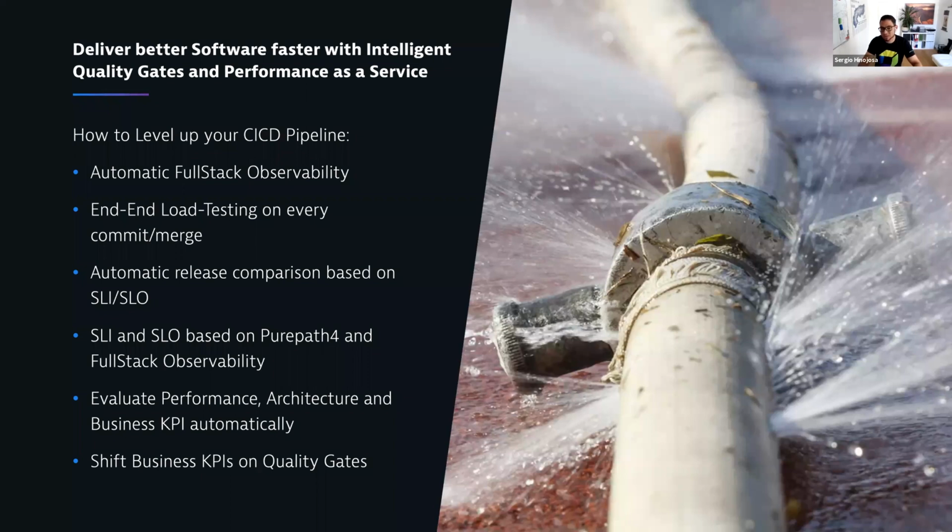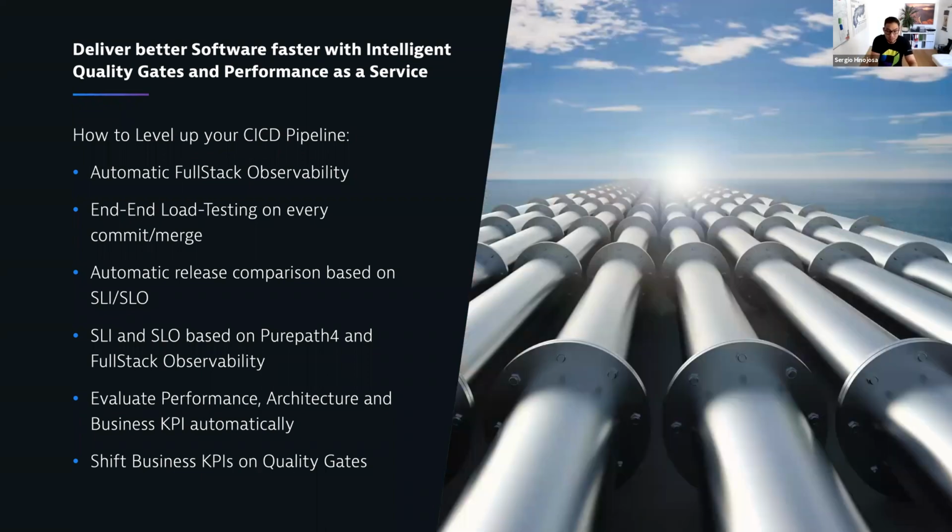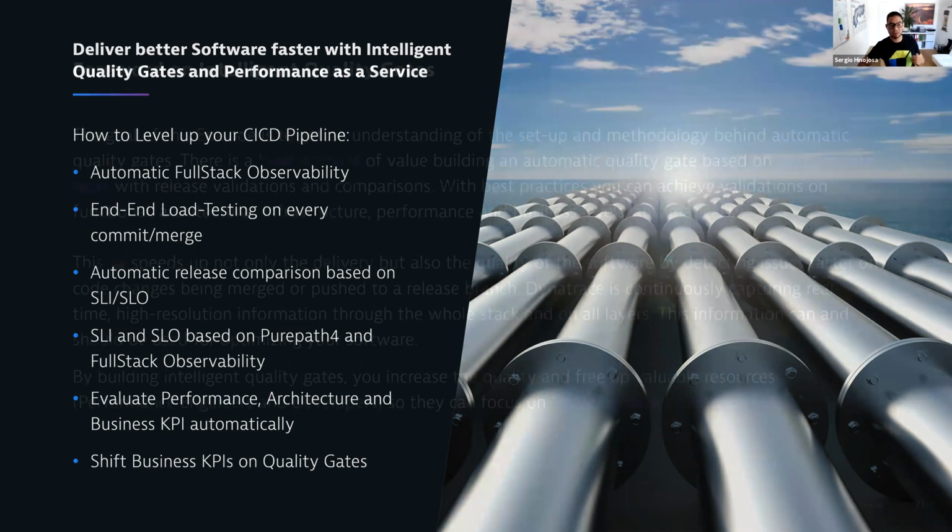This is how I picture a software pipeline. Every hole in a pipeline is something that we don't cover, right? And there will be a point where it will break, right? This is why, with quality gates, with SLIs and SLOs, and best practices in load testing, we can build really strong software delivery, right? It's having full stack observability, end-to-end load testing, automatic release comparison, all based on SLIs and SLOs. And by the way, we can shift even business KPIs into the mix. Evaluate, I don't know, in our case, the response time for the credit card payment, or booking a journey, right?